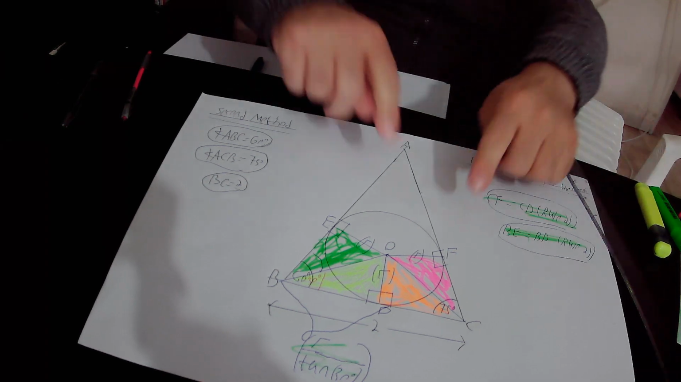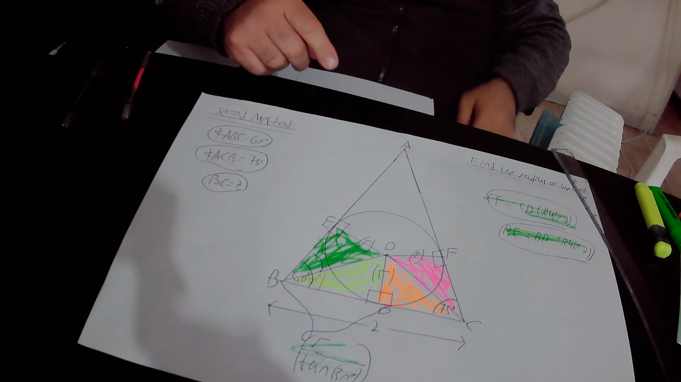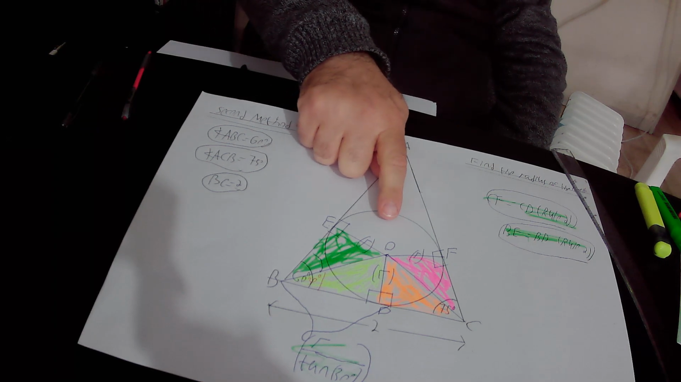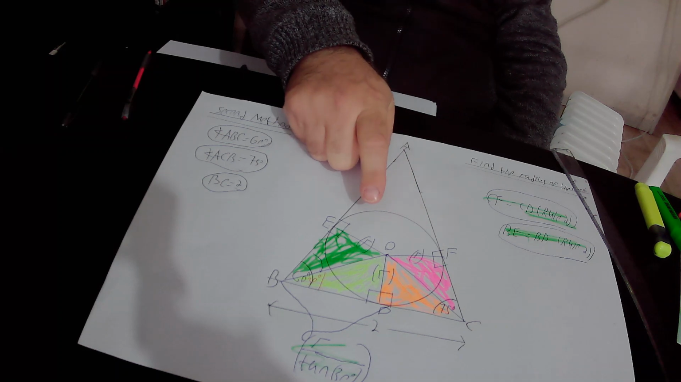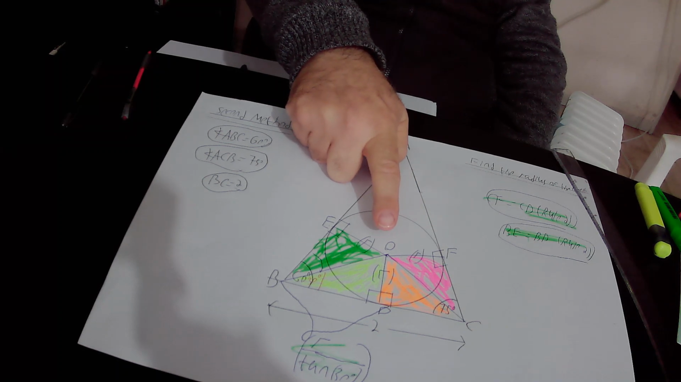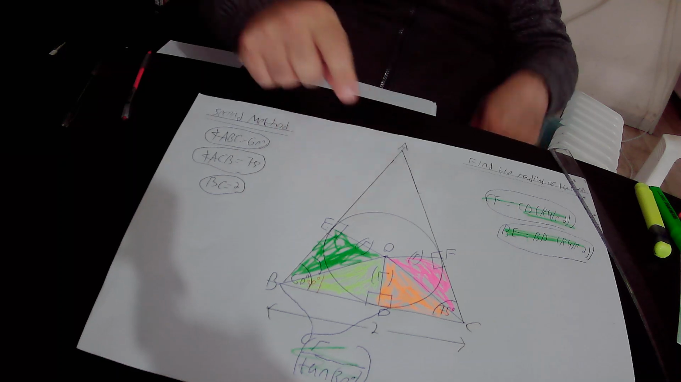So why are those two triangles congruent to each other? First of all, side OF of the pink triangle equals side OD of the orange triangle. They are both the radii of the circle, therefore they are equal to each other.